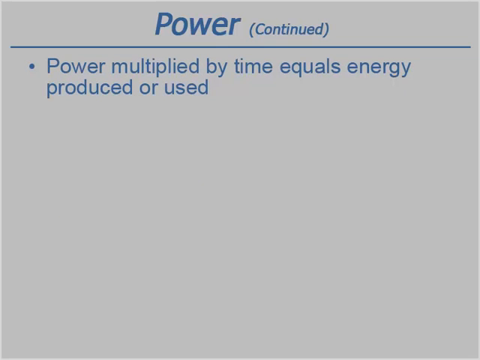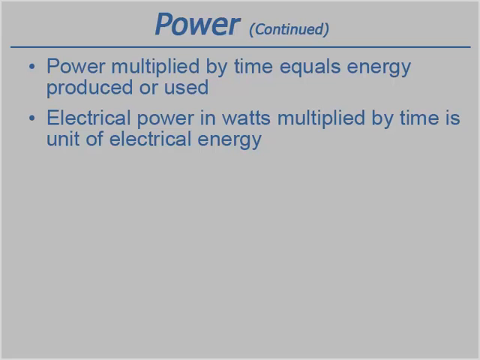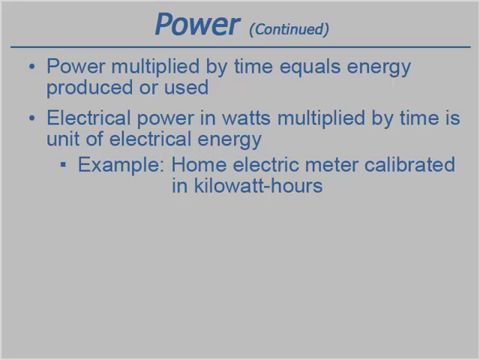Power multiplied by time is equal to energy produced or used. Electrical power in watts multiplied by time, that is, seconds, minutes, or hours, is a unit of electrical energy. Home electrical energy meters provided by a utility are calibrated in kilowatt hours.